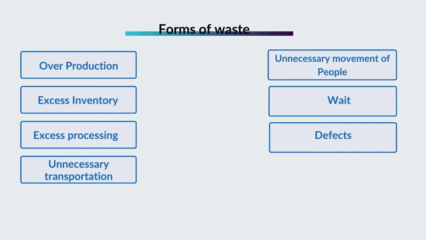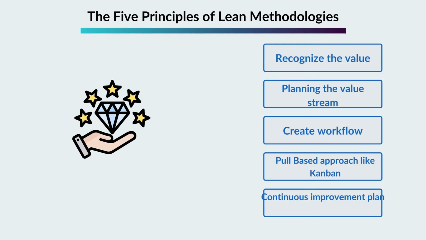The 5 principles of lean methodologies. Recognize the value. Define the value of the product, which should be answering the questions as below. What is the customer's expectation? What benefit will the customer get from the product? What budget is the customer willing to spend on the product? The main goal of this step should be to identify any waste, if any, and ways to eliminate it.